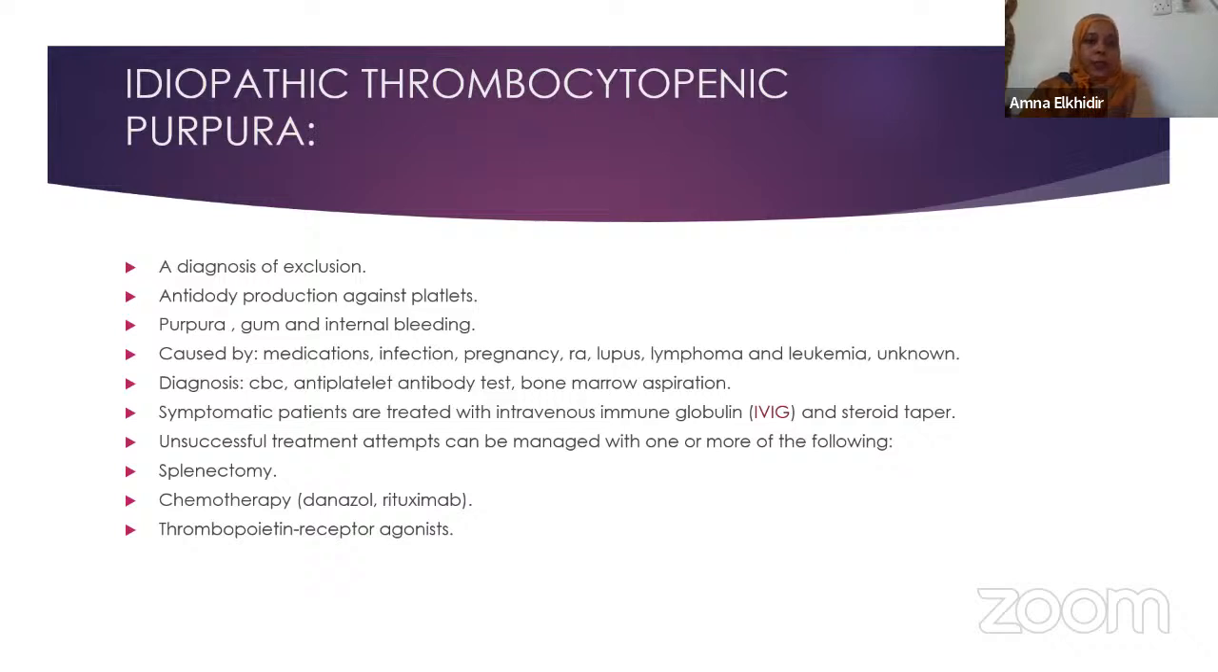We do CBC, we do antiplatelet antibody test. And if it's negative, we can go for bone marrow aspiration. Symptomatic patients are treated with IV immunoglobulin and steroids. If the treatment is unsuccessful, we can go for splenectomy, chemotherapy, and thrombopoietin receptor agonist.